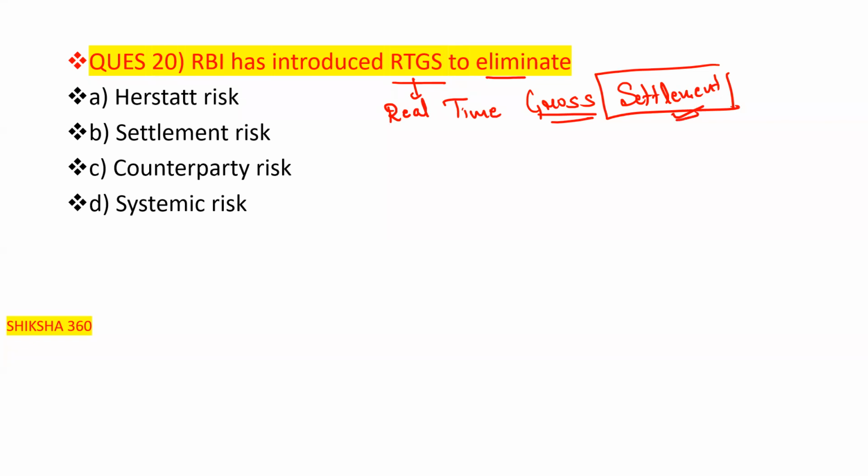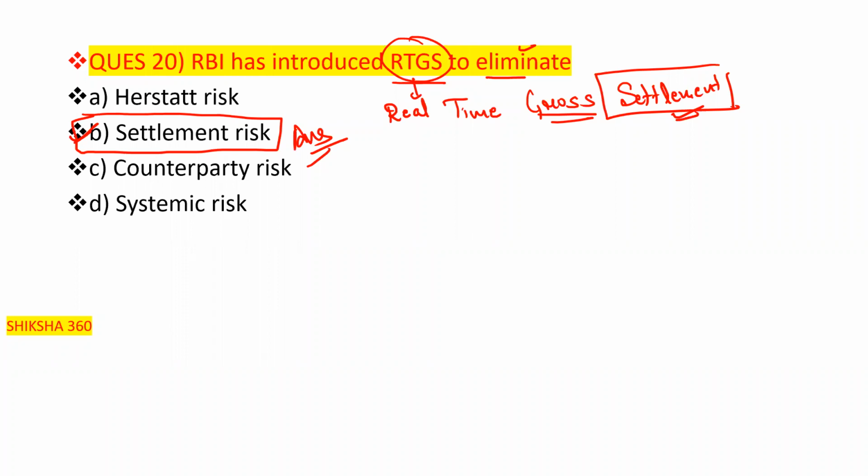Earlier, there was sometimes a settlement risk. Now RBI has introduced RTGS to eliminate settlement risk. So option B is the answer here, that is the settlement risk.